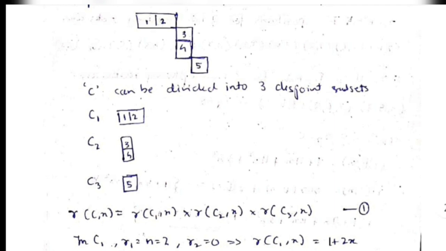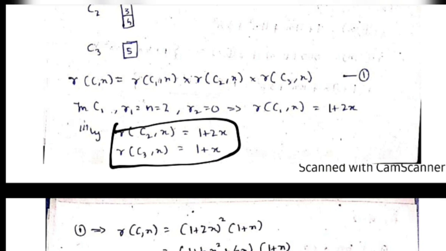Then for each board we will find R1, R2, those values, and we will find the RC1x. Similarly, we will do for RC2x and RC3x. We will find the equation. At last, we will multiply all of that. Okay.